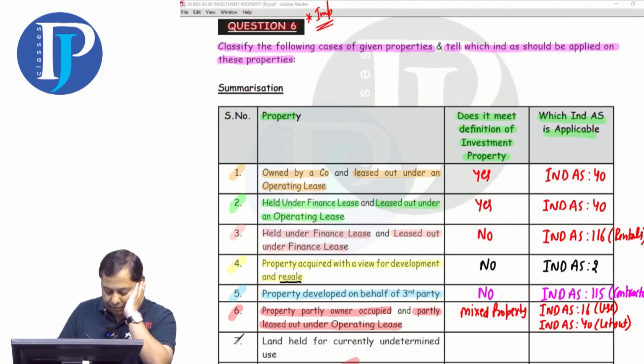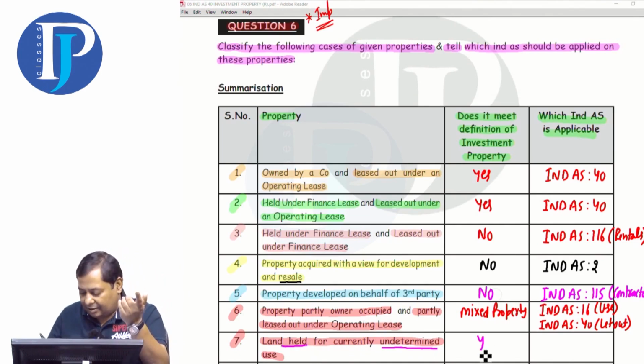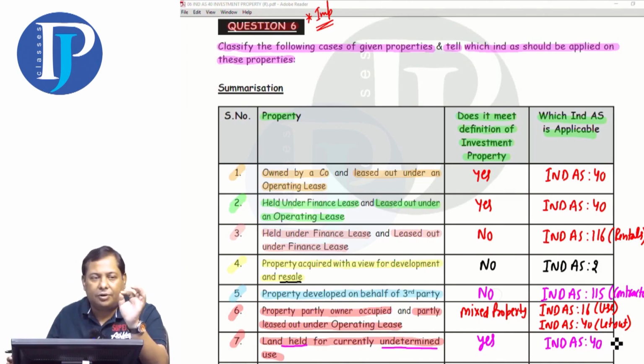The 7th point is land held for currently undetermined use. I had explained this point to you previously. This is written in the various issues. When a land is purchased without deciding, we look at it in terms of appreciation. So yes, we can apply Ind AS 40 to this. My assumption is that Ind AS 40 is at your fingertips. You know everything. I've worked hard teaching you.